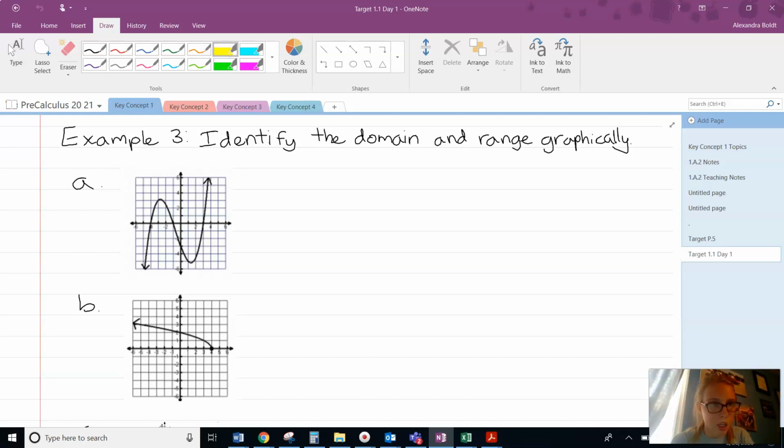So here, for our x-axis, there's nowhere on the x-axis I can't go. As this graph continues to go up, it's going to continue to go to the right. And as it continues to go down, it's going to continue to go to the left.